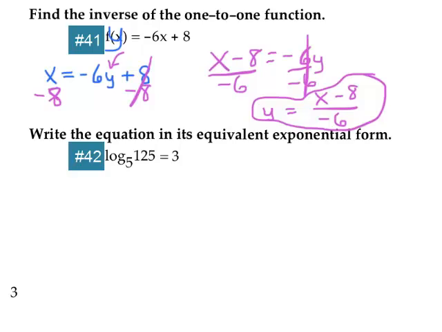Logarithms. So we're going to write the equation in its equivalent exponential form. We always start with the little number. That's the base of our exponential form. We go in a circle. That 3 becomes our exponent. We keep going in our circle. That 125 is what it equals. You can confirm that you did it right, because if you did, 5 cubed really should equal 125, and it does.